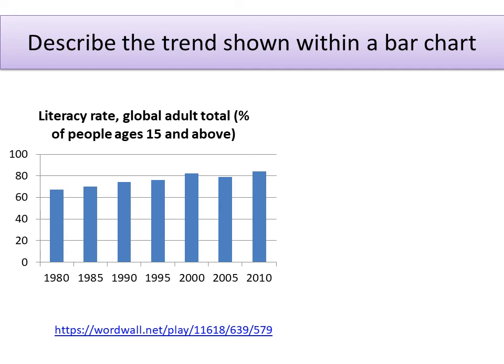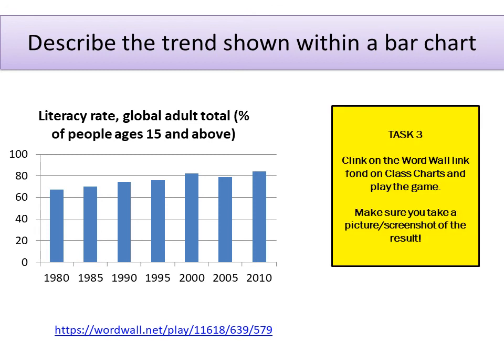Now, if we're looking at this graph, what do we think? Do we think the number of people that know how to read and write went up, so it increased, or it went down, it decreased? What do we think by looking at the bars? Are the bars going up or are they going down? Well, you will have to answer these questions in a game on WordWall. So a link to this will be on ClassCharts. Make sure at the end you take a picture or a screenshot of the result and upload it to ClassCharts.